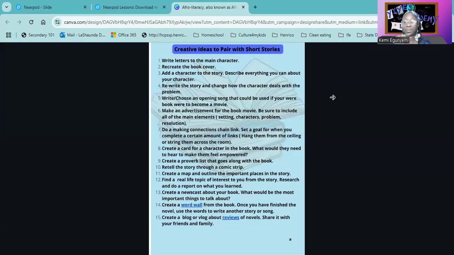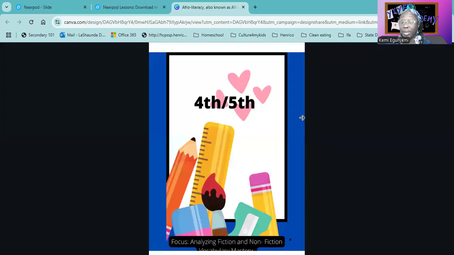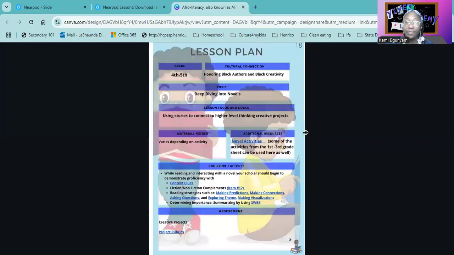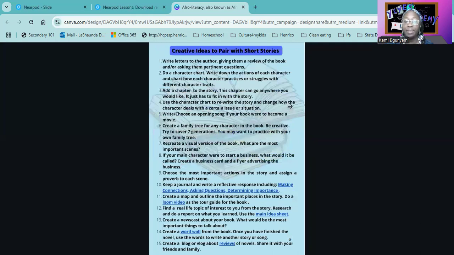I can go to the library. One time I took out 50 books, and you can use these over and over again. And that's a great way for first through third graders to get connected. Fourth and fifth, you have same thing, context clues, different things like that. With them, you have some of the same activities, and I've added a few.